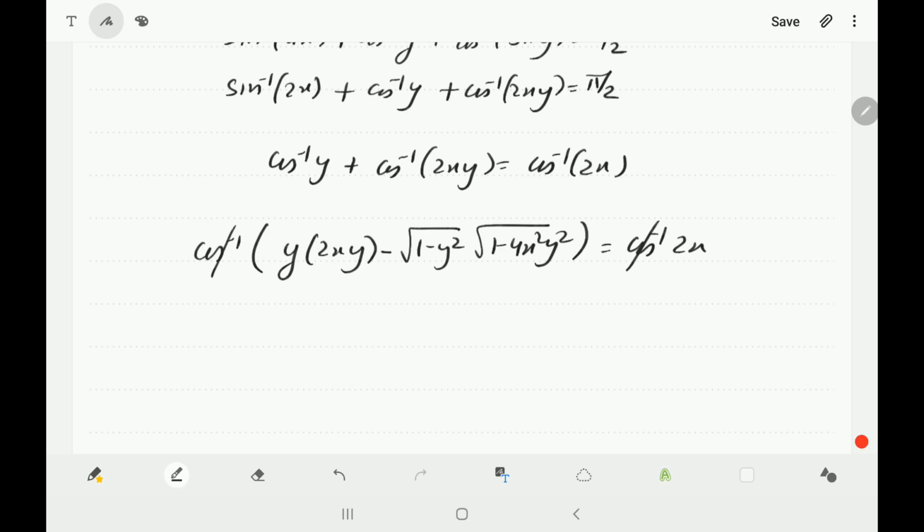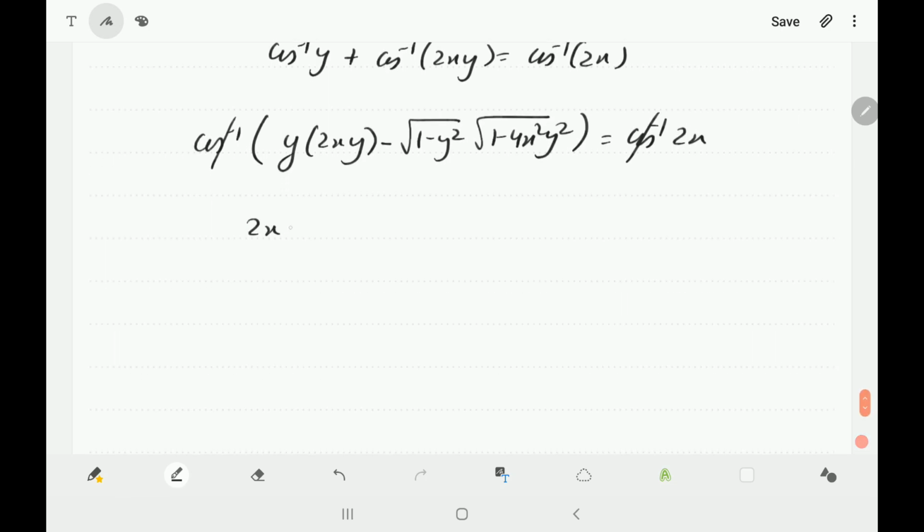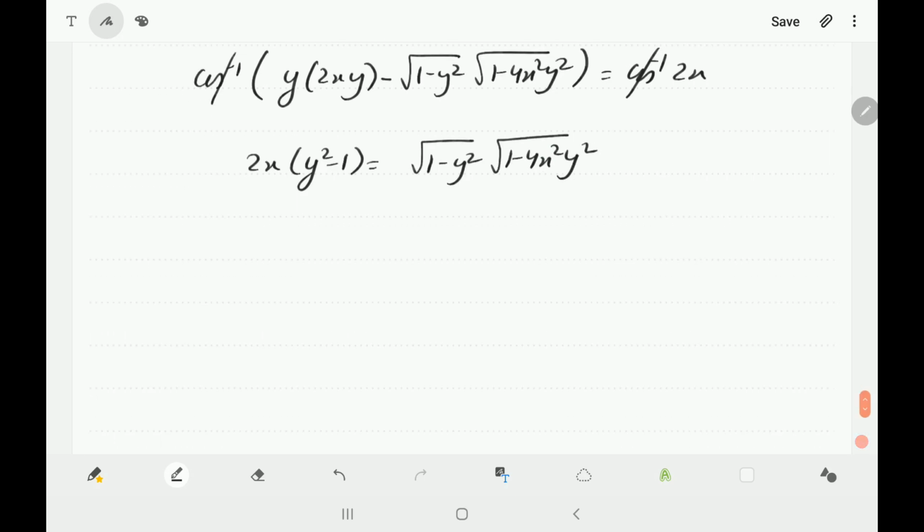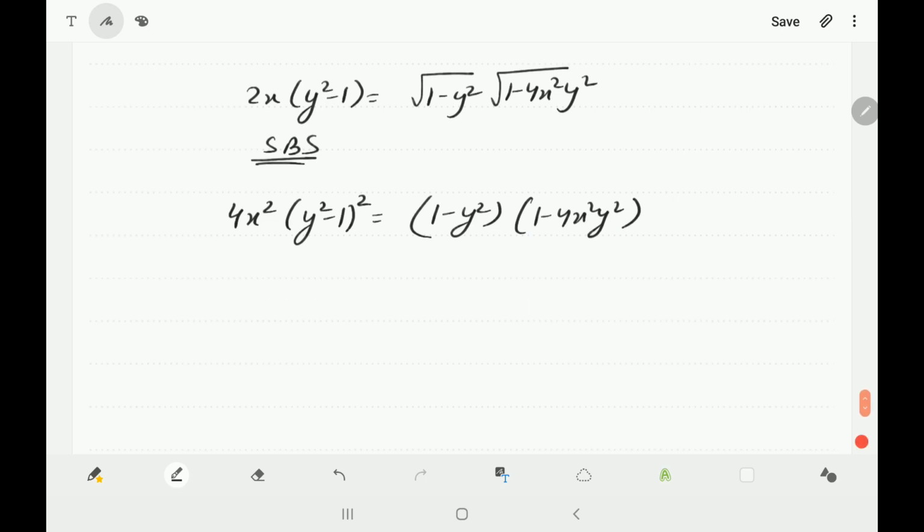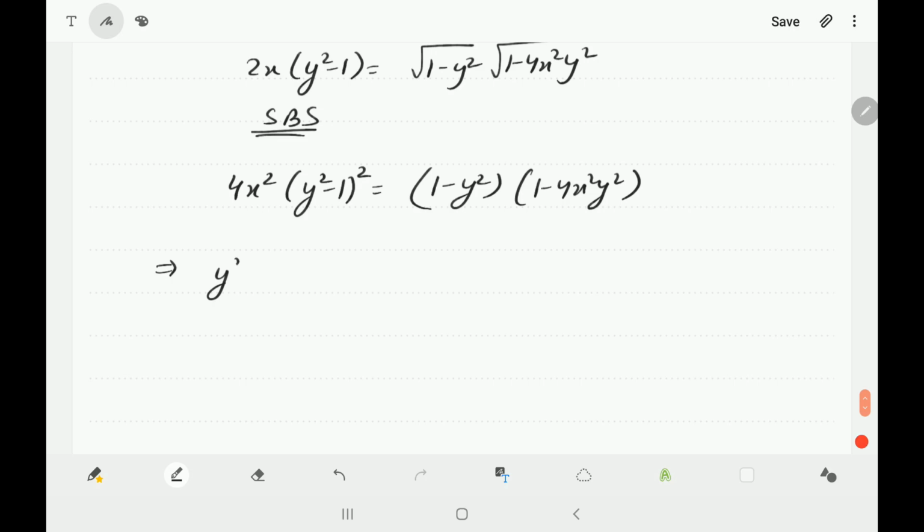Now we can cancel cos inverse from both the sides. So you are left with 2x times of y square minus 1 is equal to under root of 1 minus y square into under root of 1 minus 4x square y square. Now taking squaring both sides, so we will be getting 4x square times of y square minus 1 whole square, okay. So here we will have 1 minus y square and 1 minus 4x square y square, okay. So let's take y square minus 1 common. You can take this term on the left hand side. So you will have y square minus 1 whole square into 4x square.